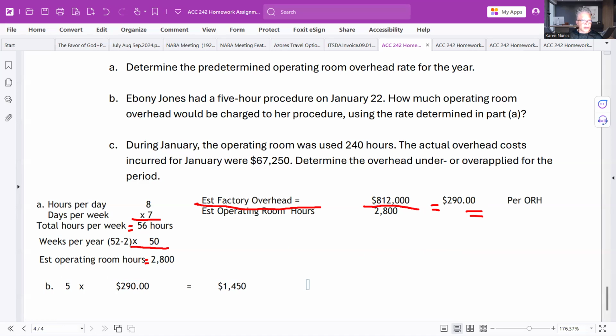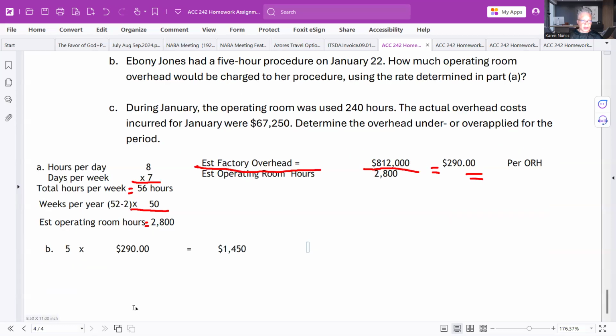And now in C, is the overhead over or under applied for the period? If we want to know if the overhead is under or over applied, we need to consider the actual overhead and the applied overhead. Well, the actual overhead is given. It's right there, 67,250. So the actual overhead is 67,250, and we need to compare that to the applied overhead.